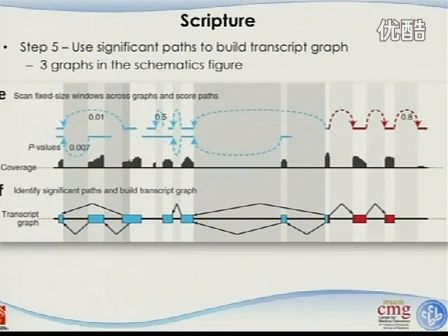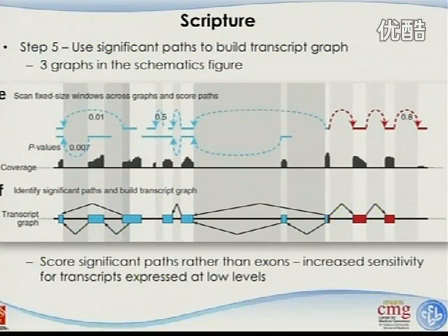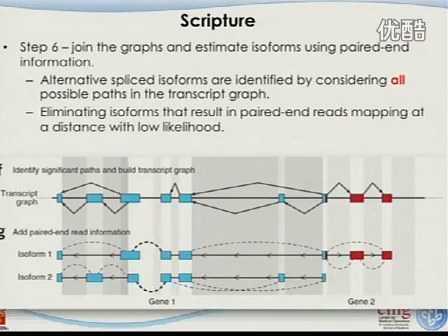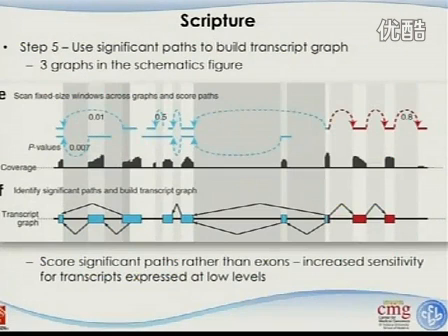And the next step here is they will identify the number of graphs in this figure. You can see there's one graph here, one graph here, and one graph here. They identified 3 graphs with schematic figures. And scoring significant paths rather than exons increases sensitivity.